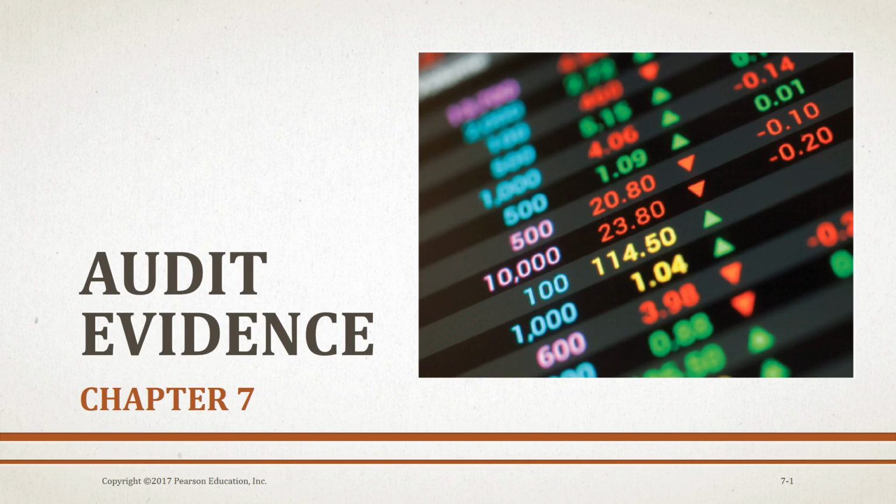Chapter 7 discusses the concept of audit evidence, a very important chapter, and really the core of what we're going to need to use in order to plan and actually conduct an audit.